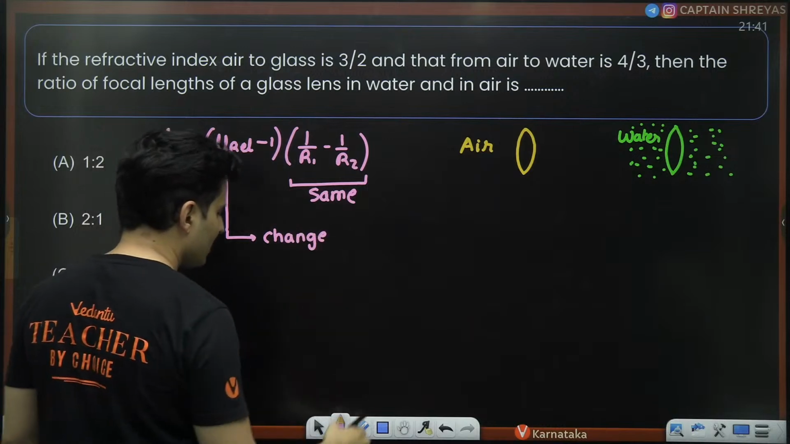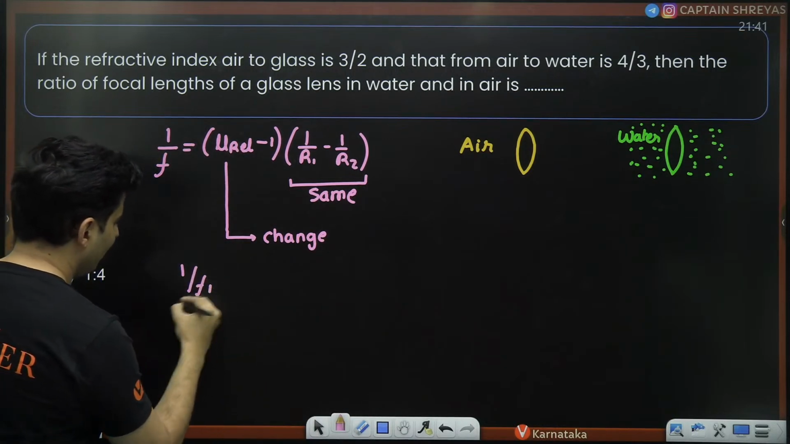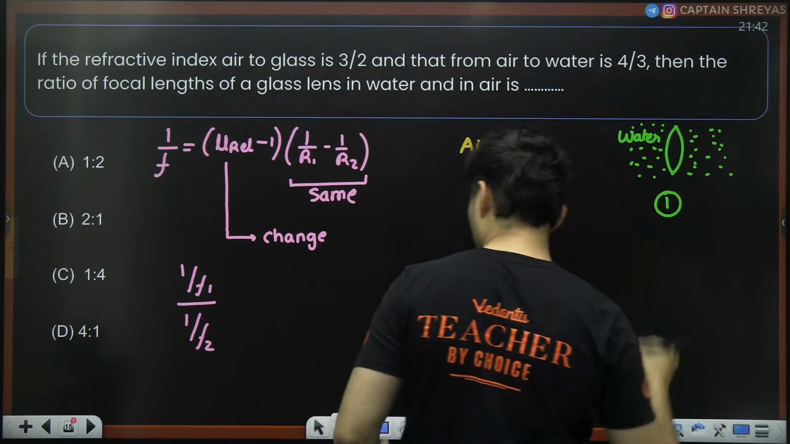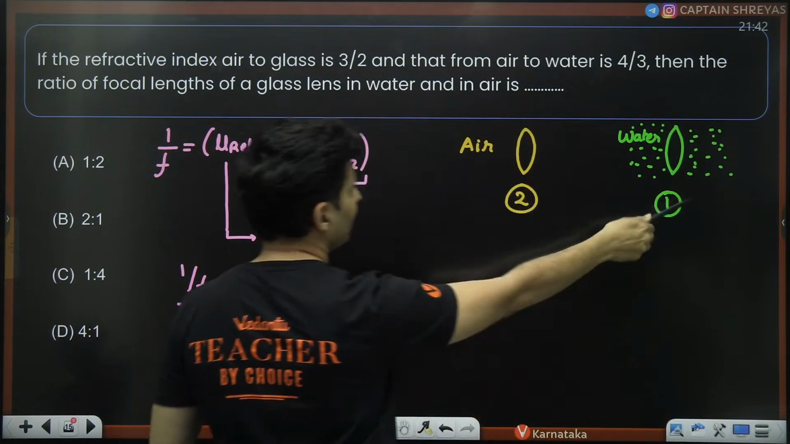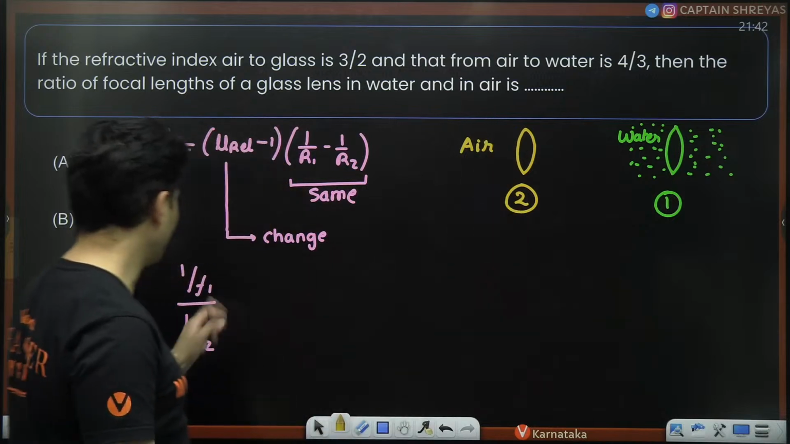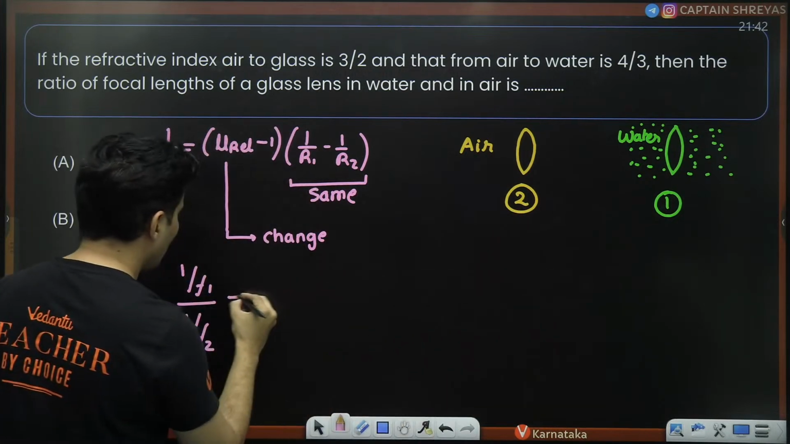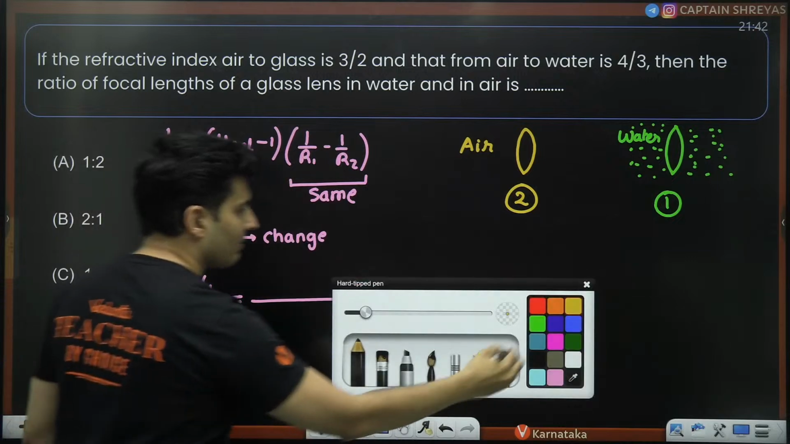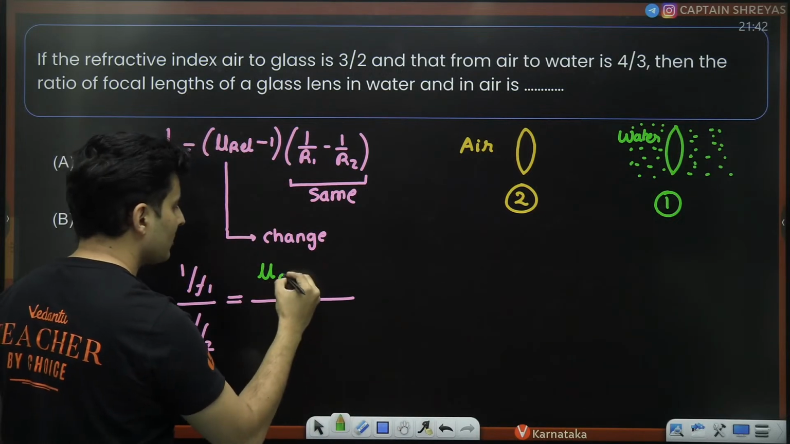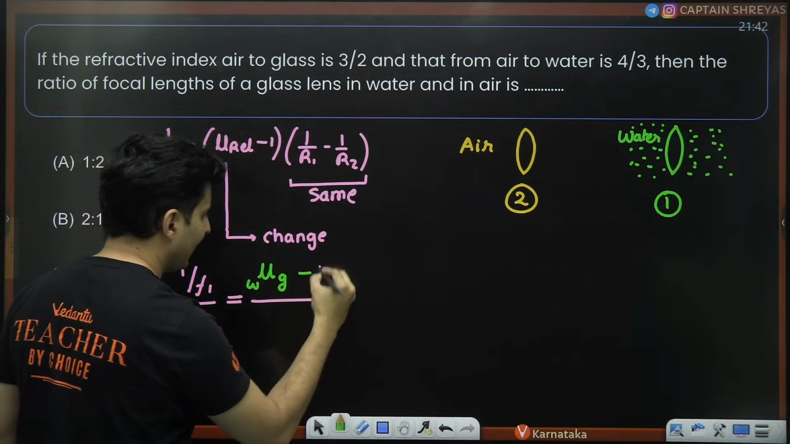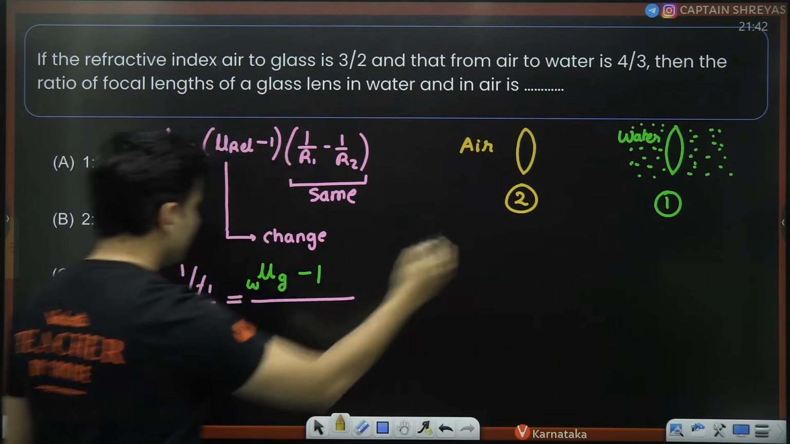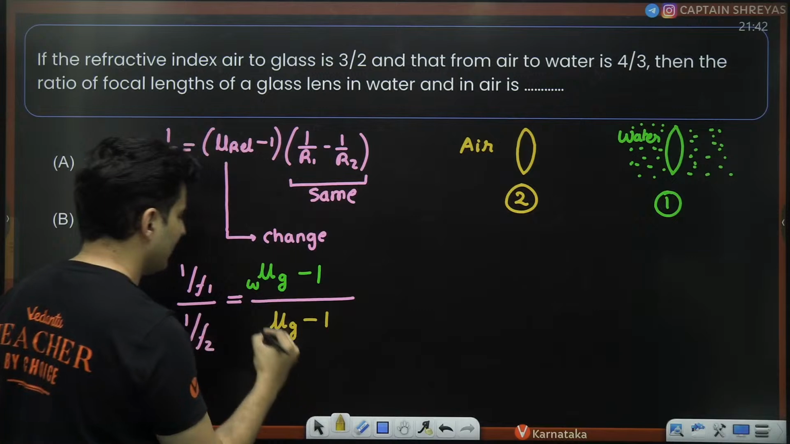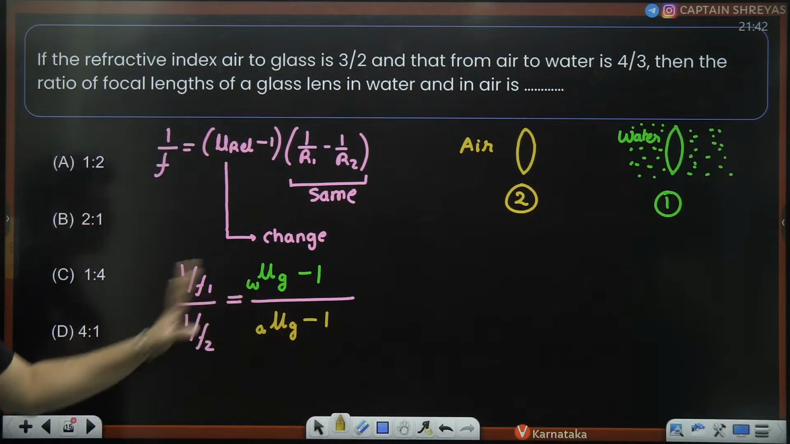This definitely will change, which means 1 by f1 over 1 by f2. Who is 1? Who is 2? This is the first situation, this is the second situation. First time in water, second time in air. This will be technically equal to this: mu the first time is the refractive index of glass with respect to water, minus 1. The second time, it is just the refractive index of glass with respect to air. So that's it. That's what it will look like.